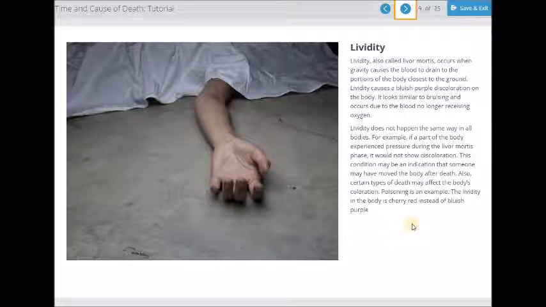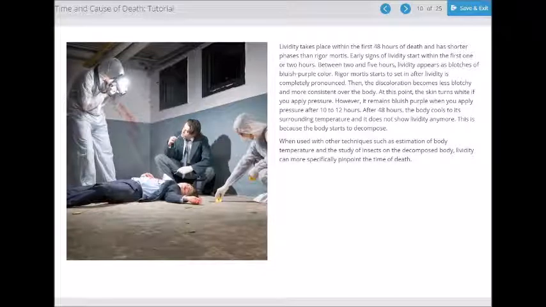Certain types of death may affect the body's coloration. For example, if someone's poisoned, they typically turn a little bit more cherry red than bluish purple. So you can tell that lividity still happens the same way, but instead of being bluish purple, it's a little more of a cherry red. Cool, huh? It takes about the same time as rigor mortis, but it has shorter phases.